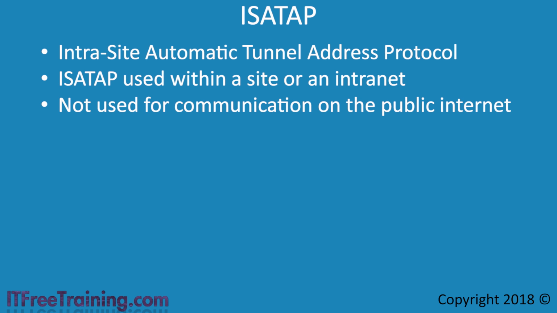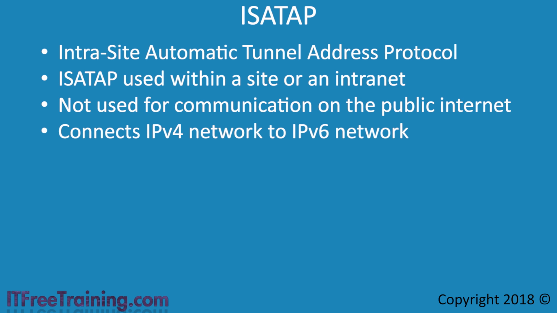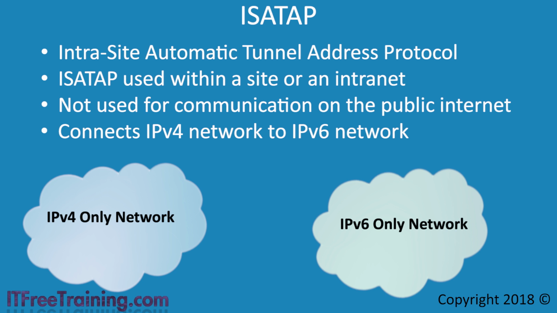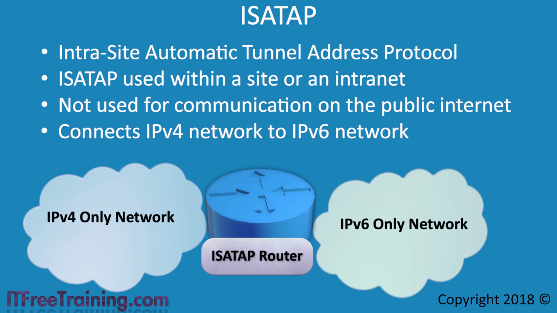ISATAP, put in the simplest way, connects an IP4 only network to an IP6 only network. To illustrate this, consider an IP4 only network and an IP6 only network. There is no common protocol between the two networks. However, if an ISATAP router is placed between the networks, they can now communicate with each other. ISATAP works as a bridge between the two networks. Let's have a look at how this is achieved.